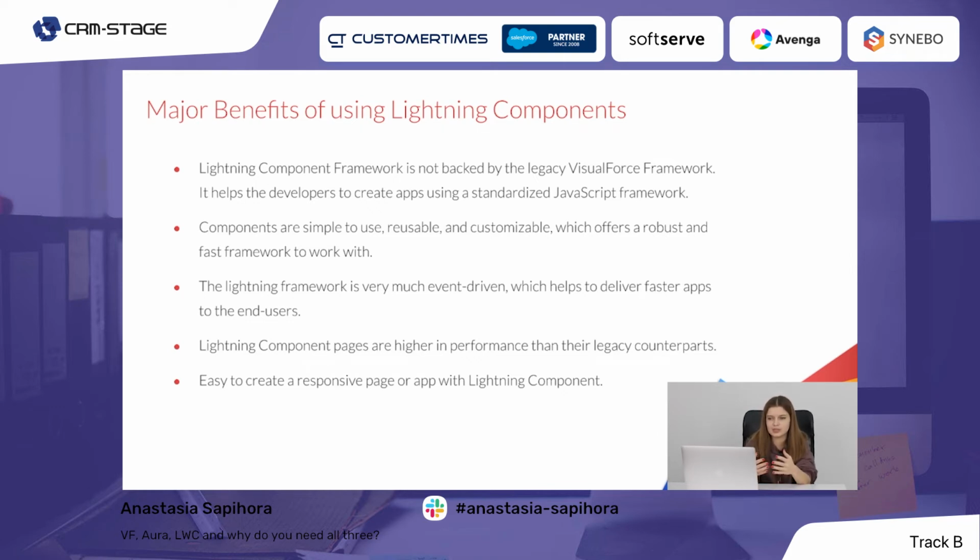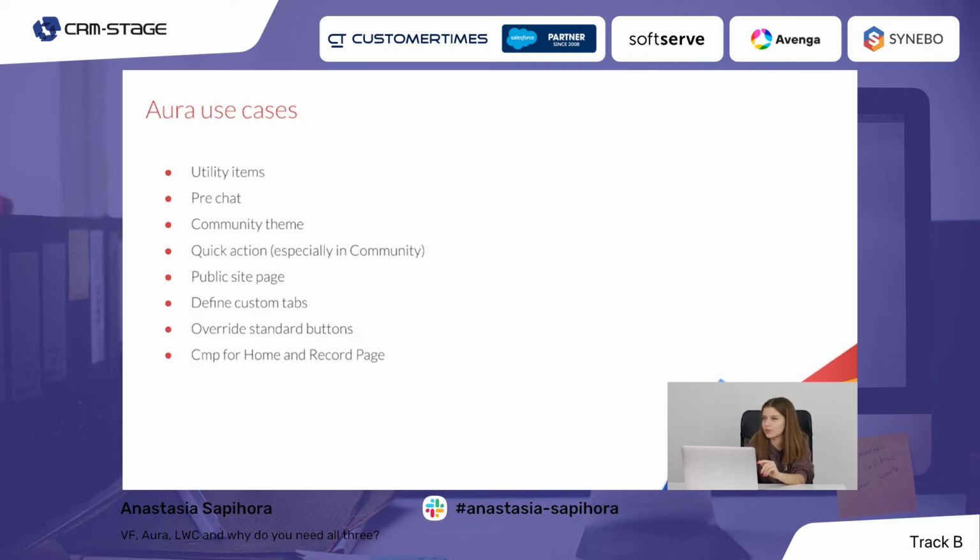Components are simple to use and simple to reuse, which offers a robust and fast framework to work with. The Lightning framework is very much event-driven, which helps deliver faster applications to end users. So you have different kinds of events, as I mentioned before. You can use component events to communicate between your child and parent components, and you can use application events to communicate with different components which are located, for example, on your record page or your home page.